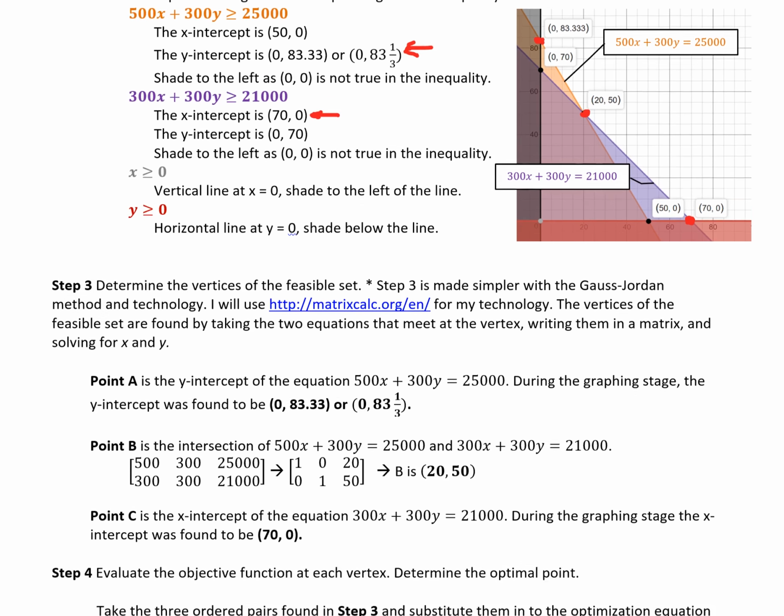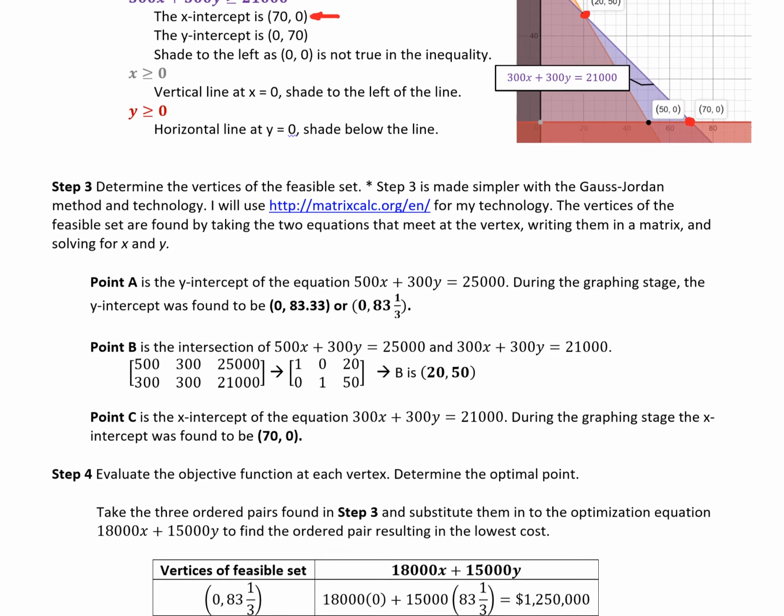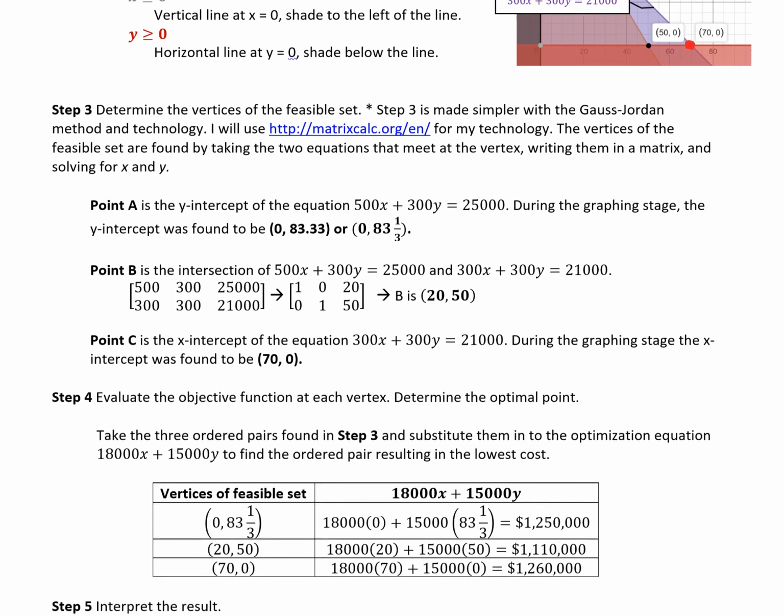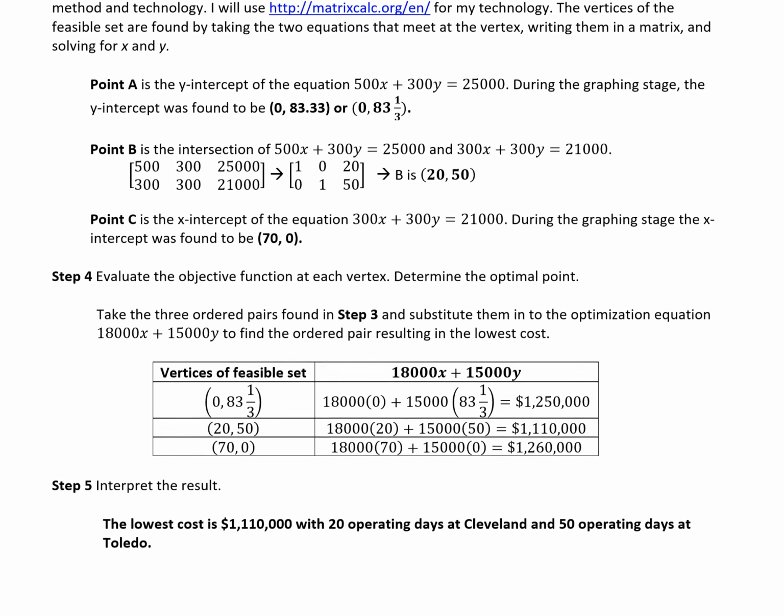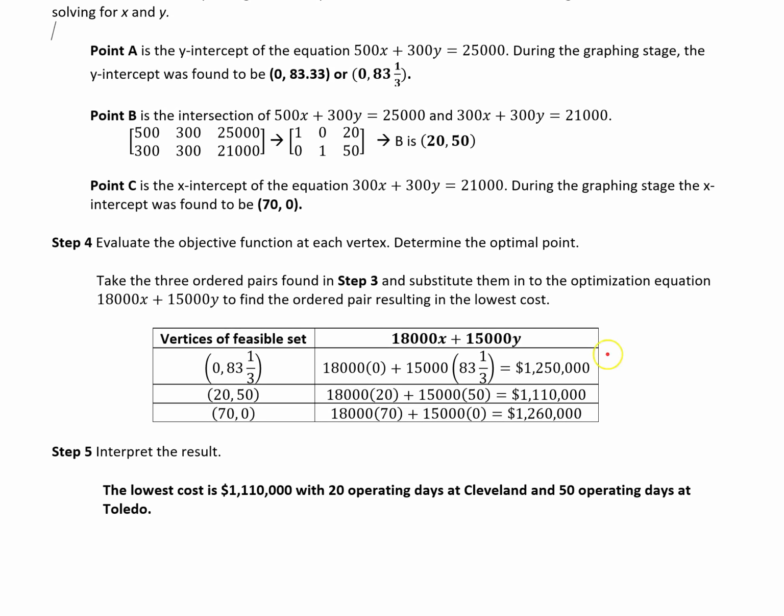Now that I have all 3 points, I need to evaluate which of those 3 points actually provides the least cost, or is the optimal point. Step 4, evaluate the objective function at each vertex. So we remind ourselves that the objective function that I was trying to find is the one for least cost: $18,000 per day for Cleveland and $15,000 per day for Toledo.